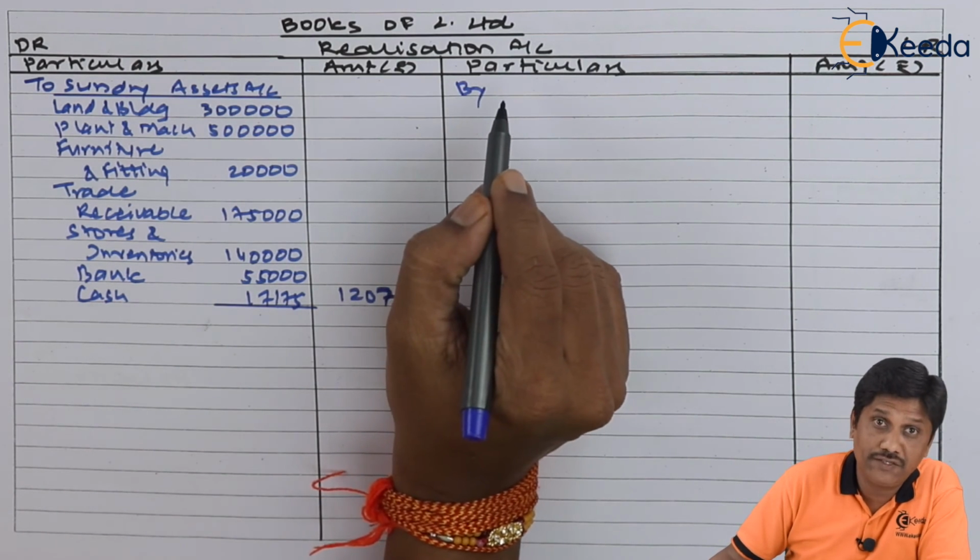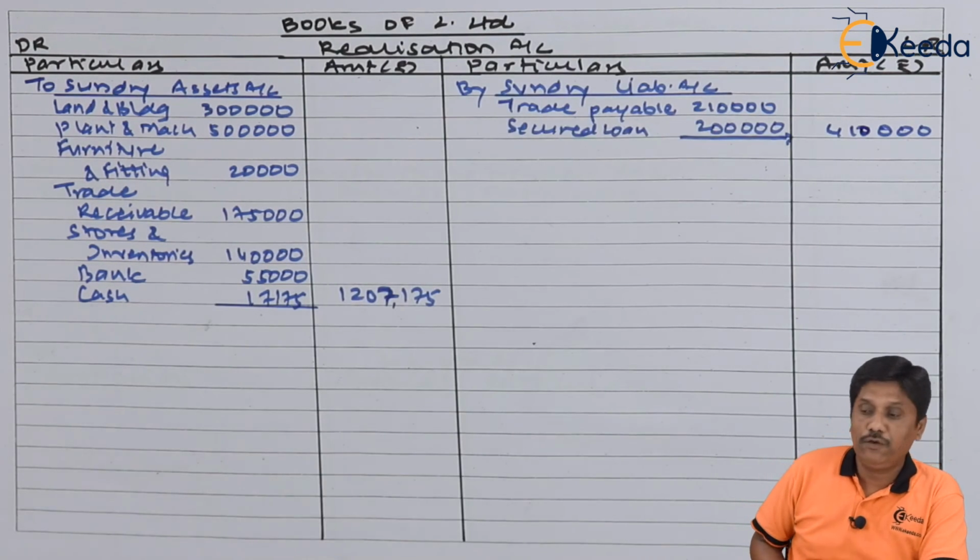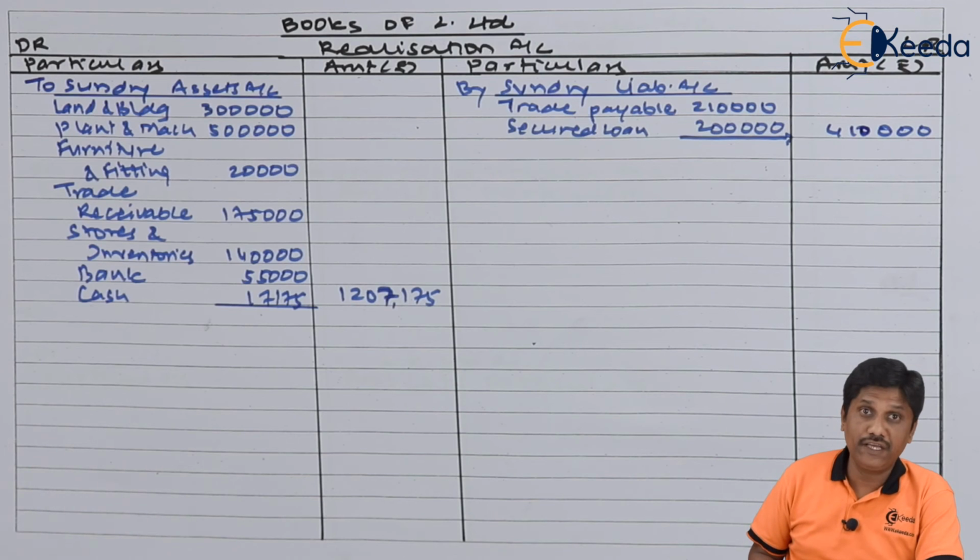So I need to write here by sundry liabilities account. One by one I will record all liabilities. So friends, I have posted liabilities on the credit side of our realization account. The rest of the amounts are only shareholders'. Preference shares will be transferred to the preference shareholder. Equity capital and reserves will be shifted to the equity shareholder.